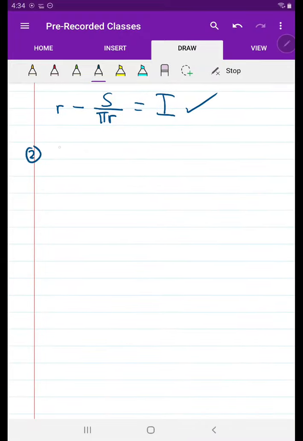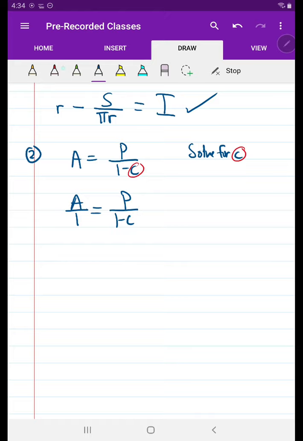For number 2, we have A equals P over 1 minus C, and the directions are to solve for C. So I'll circle that in red. For this one, C is locked up in our denominator. One way we could start is to turn that A into an A over 1, so now we have one fraction on either side. Then we could cross multiply, and I'll get A times 1 minus C, and on the other side, I'll get a capital P.